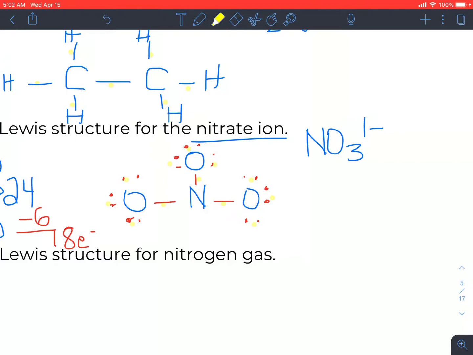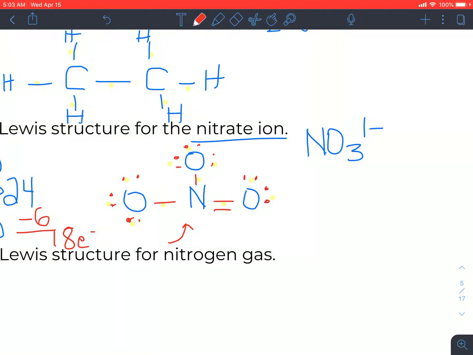Now, right now, all the oxygens are satisfied. They have 8, but nitrogen, it only has 6 right now that it's sharing between the 2, and it wants 8. So once you have run out of electrons, you've used all 24 electrons and you have no more to give, and your center atom is not satisfied, you need to create what's called a double bond. And so to do that, we're going to erase a pair of electrons from one of the oxygens, and then draw an additional line here between the nitrogen and oxygen.